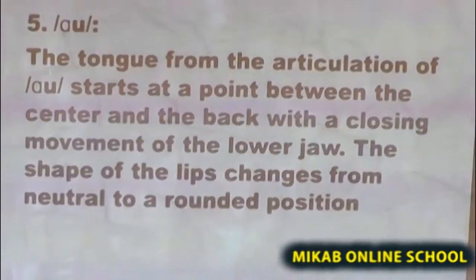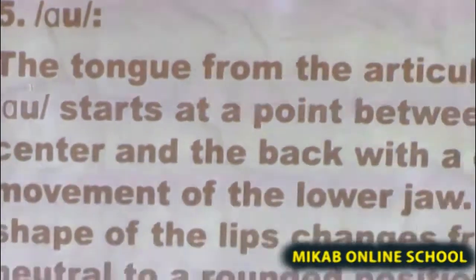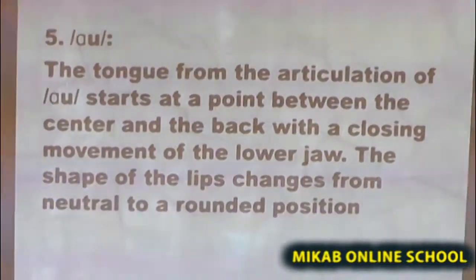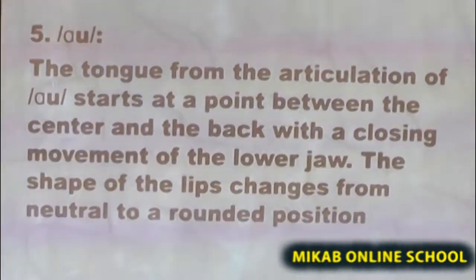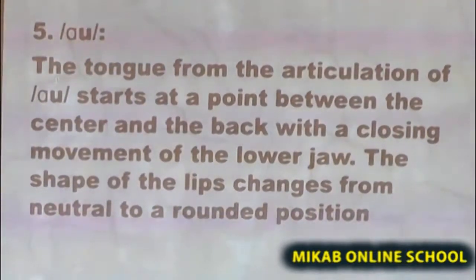Let's look at the next one. This is the first one, followed by the second. When you bring the two together, it becomes a diphthong. The tongue in the articulation of this sound starts at a point between the center and the back, with a closing movement of the lower jaw.